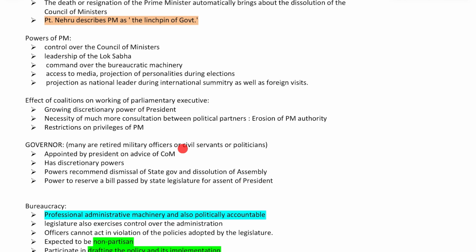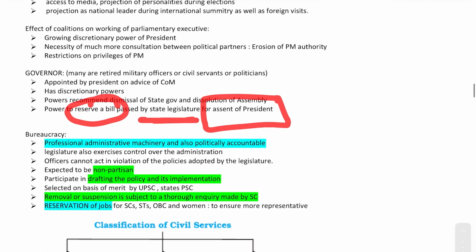The governor is appointed by the president on the advice of the council of ministers. The governor has discretionary powers: the power to recommend dismissal of the state government and the dissolution of the assembly, and the power to reserve a bill passed by the state legislature for the assent of the president.